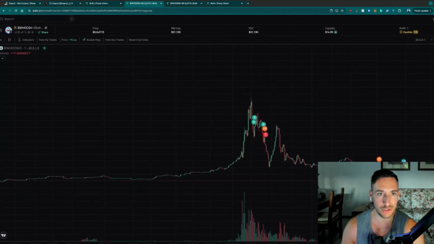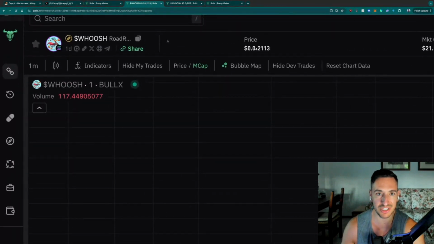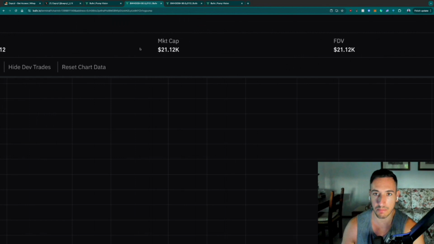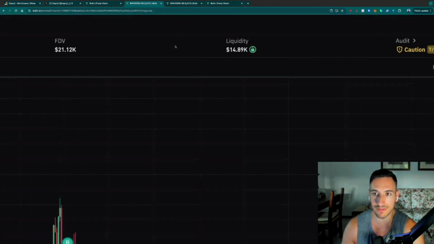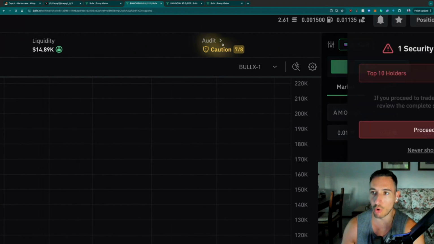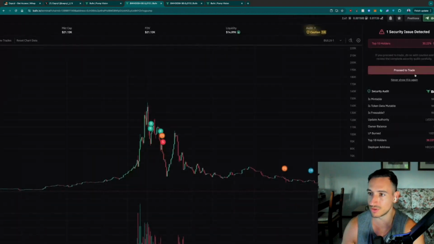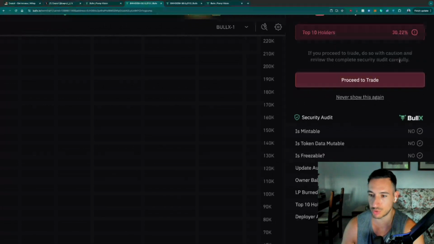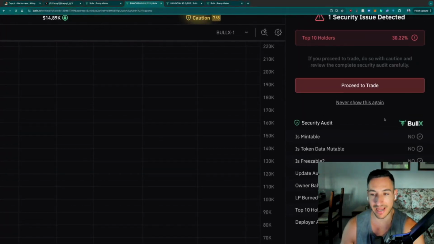Over here, the trading indicators are actually very simple to use. You can see that all the social media links are here. You see the price, the market cap, the fully diluted value, the liquidity. You can see if the liquidity is locked or not, and there are also audits available here. One of the audits here showed that the top 10 holders were at 30%, which was a little big. I decided to get in, but obviously proceed with caution when you see something like this, because it could be a deal breaker for a trade.